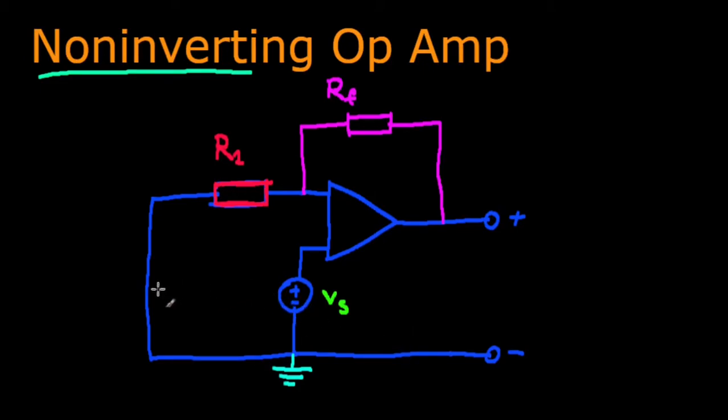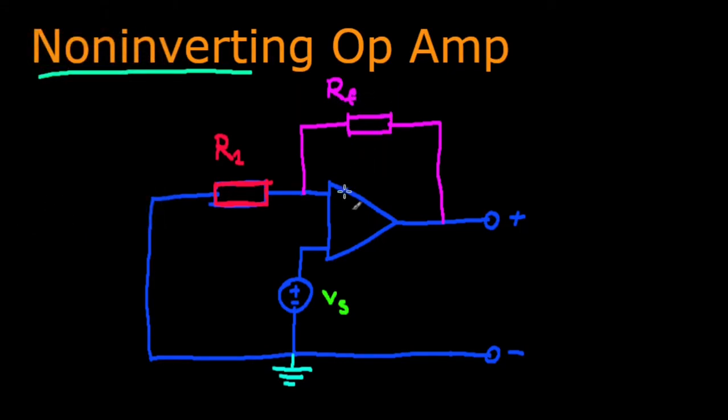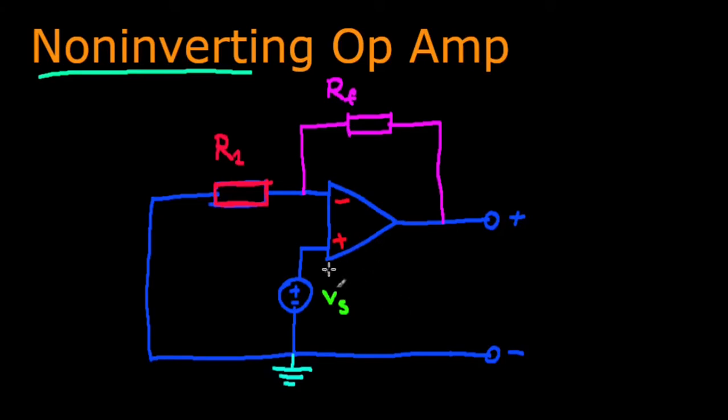There's one difference actually. The cell previously in the inverting op amp, it was here. I didn't label these. This is the inverting input, this is the non-inverting input. The cell previously in the inverting op amp was here leading up to the inverting input, but now it's directly connected to the non-inverting input. This is the non-inverting op amp, and we'll see why it's called non-inverting in a bit.